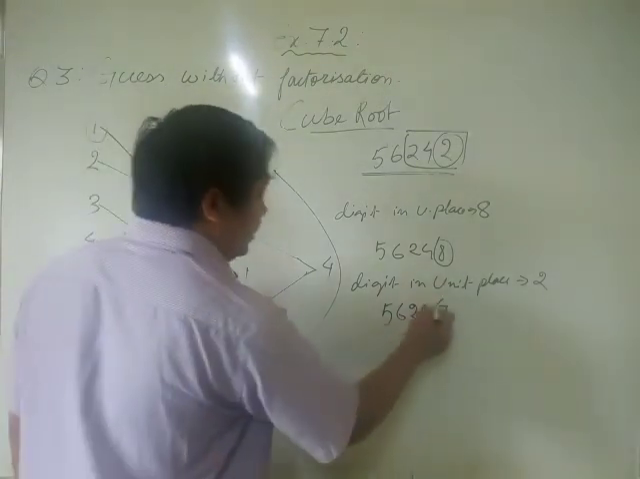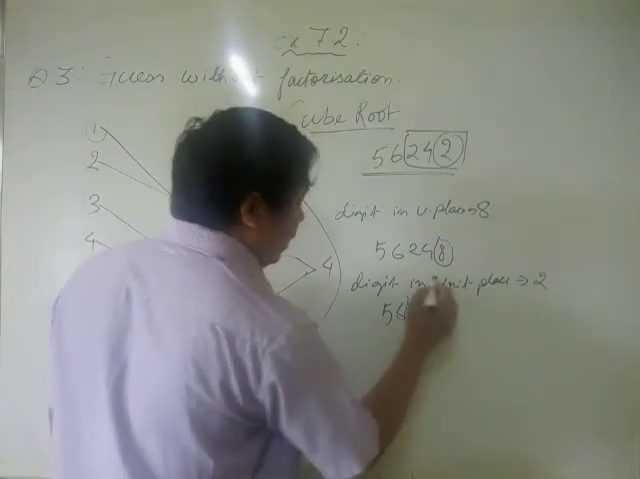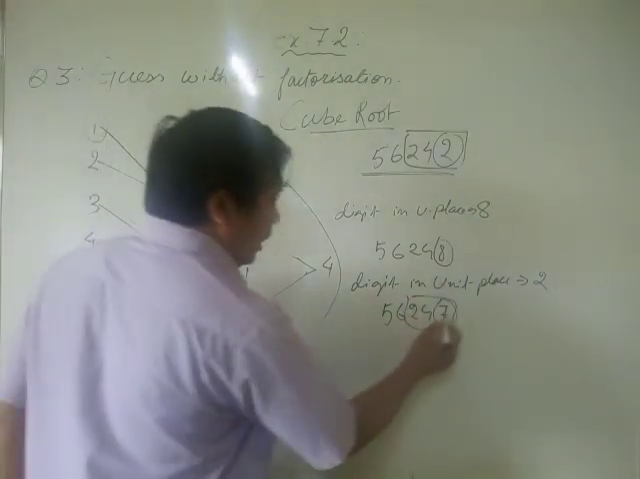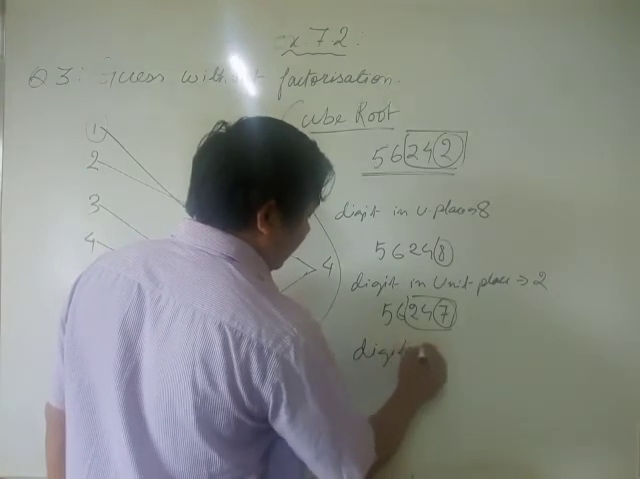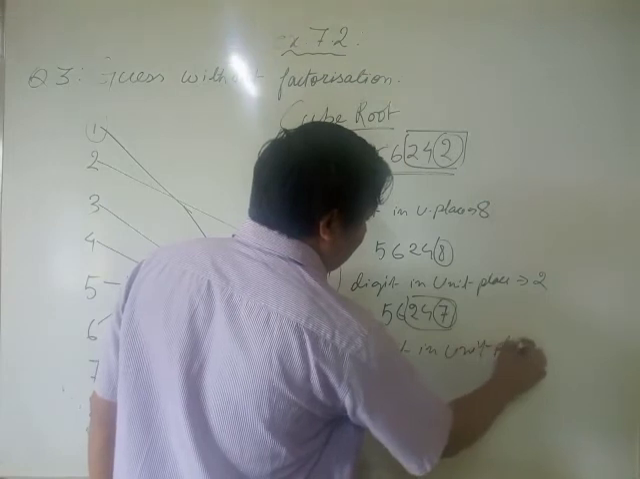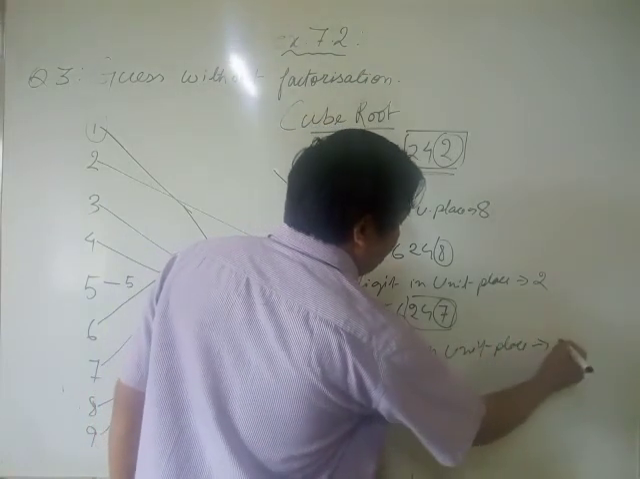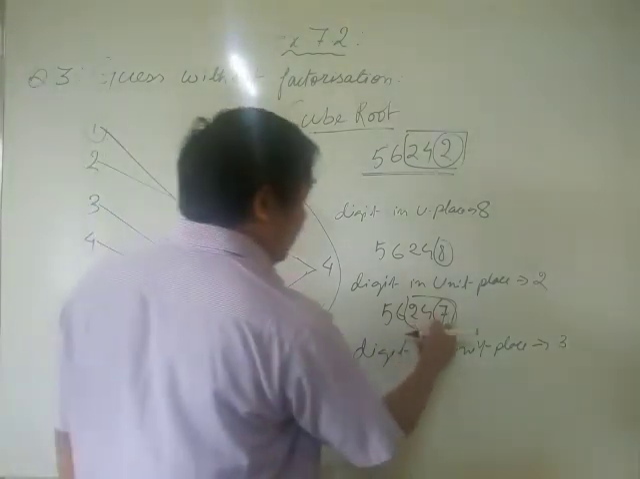If you find that 7 is there in the last digit, and we strike this out, we have to find out the last digit from here. So that digit is 7, and then the digit in the unit place will be 3. 3 and 7. Okay, 3 and 7. Got it? Yeah. It is 7, 3.